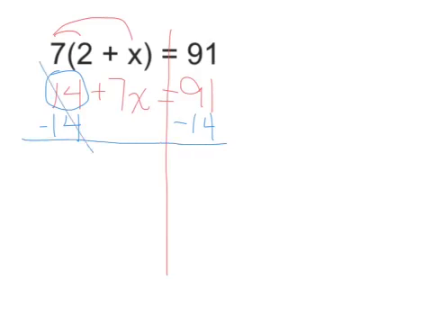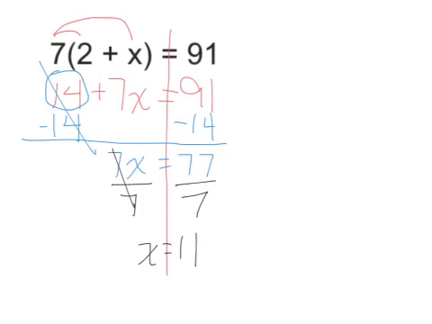So we have these 14's cancel. We have 7x equals, and then 91 minus 14 is 77. And our last step, 7 times x, we have to divide by 7 because it's the opposite. And these 7's cancel. So x equals 77 divided by 7, which is 11.